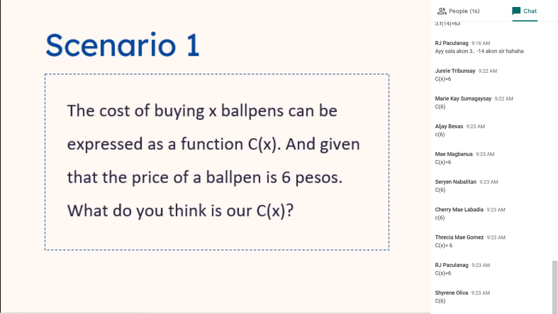Follow up question on our scenario 1. C of x is equal to 6x, right? What if you want to buy 3 ballpens?